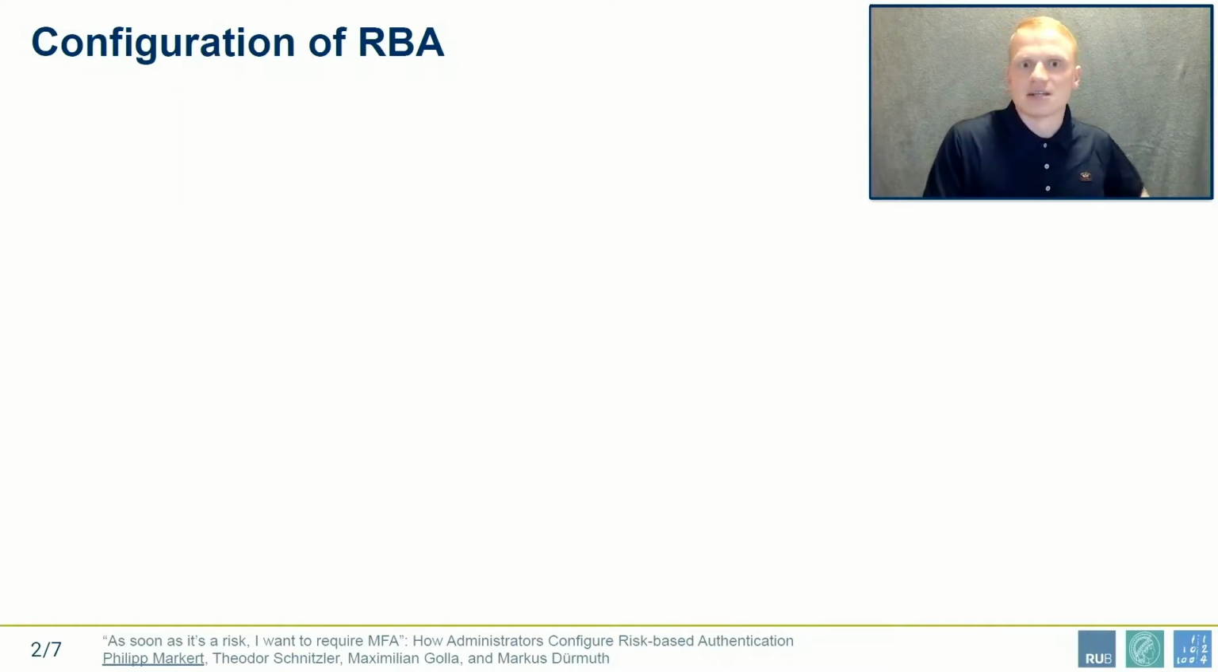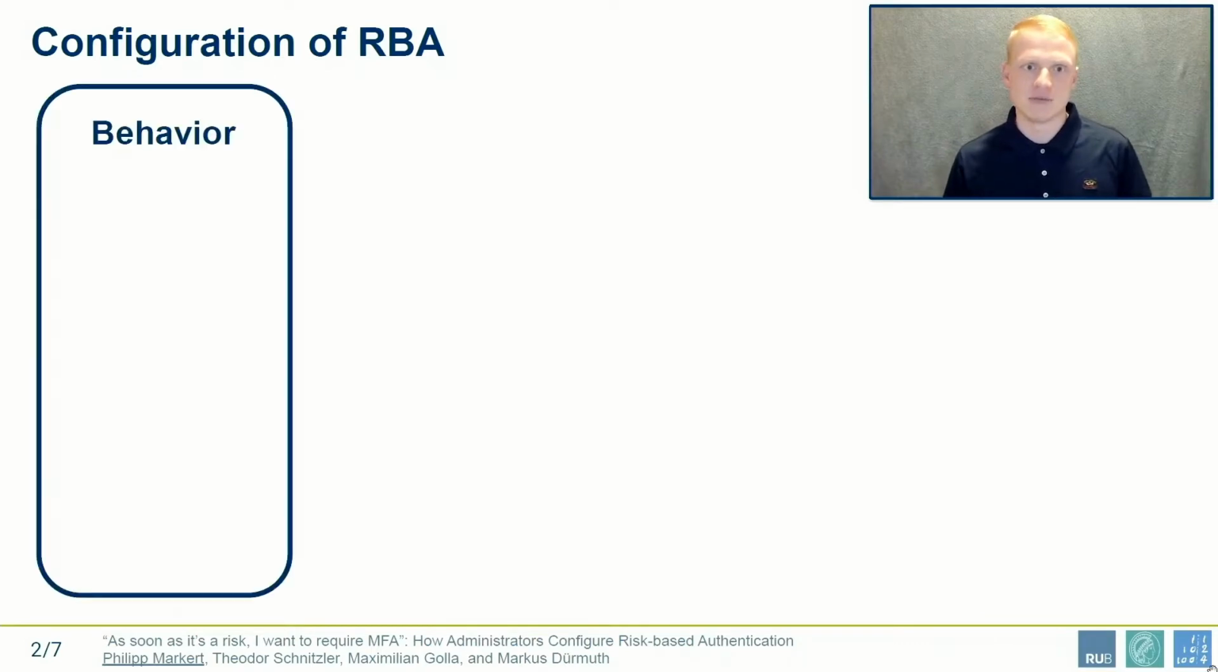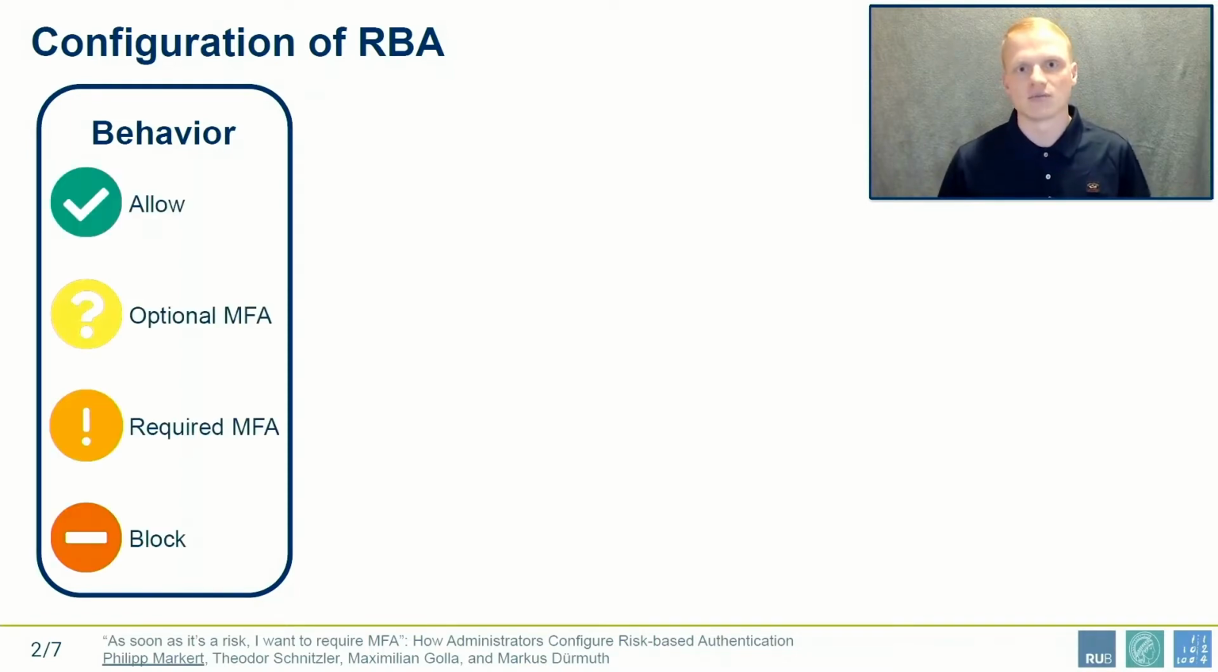Now, the first thing that needs to be configured is the behavior, so the reaction in response to the risk level. There are four different behaviors. The first one is just simply allowing the login. The second one, optional MFA, means requiring MFA for those who have set it up and just allowing the login for those who have not set it up. And then required MFA means requiring it, and if you have not set it up, your login will be blocked, and block simply means that the login will be disallowed.